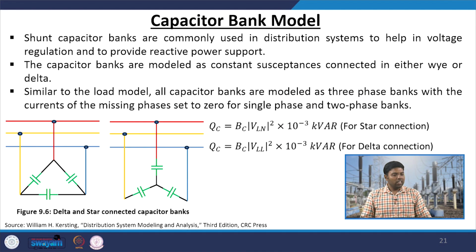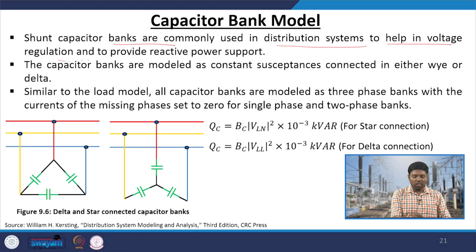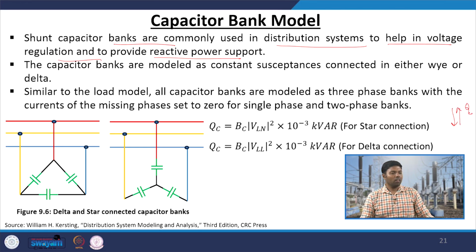With this, the next voltage boosting equipment is your capacitor bank. As I have mentioned, shunt capacitor banks are commonly used to help voltage regulation by providing reactive power support. Whenever you experience a voltage dip, you supply Q, reactive power, and that will enhance your power factor. If your power factor is enhanced, that means your voltage profile will go up.